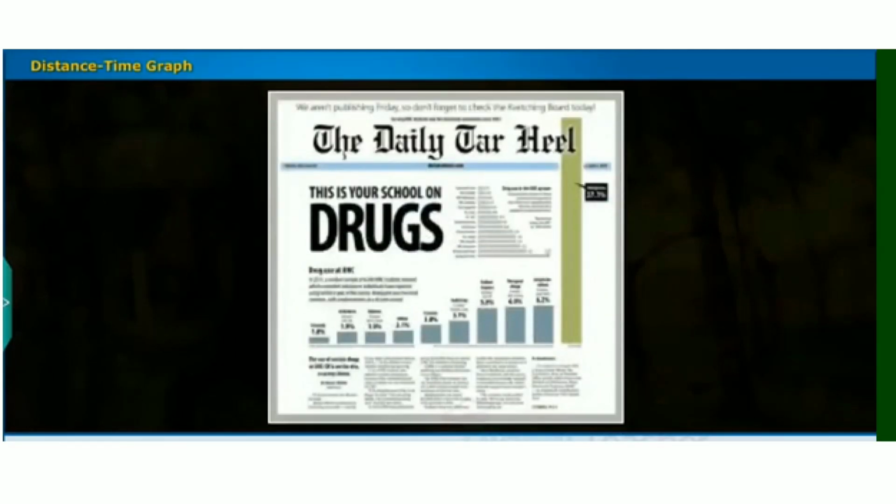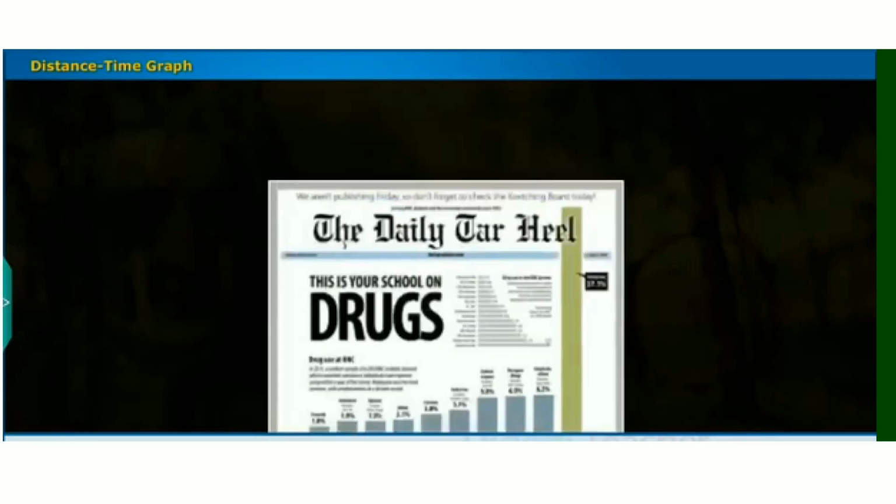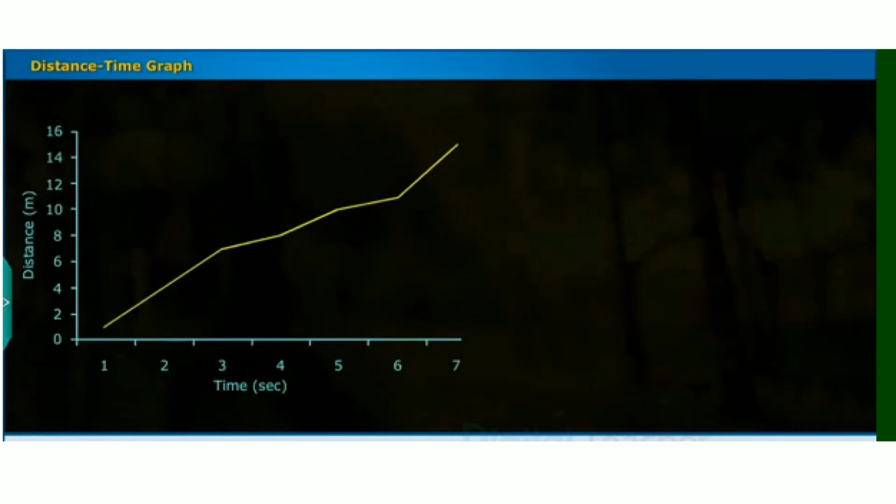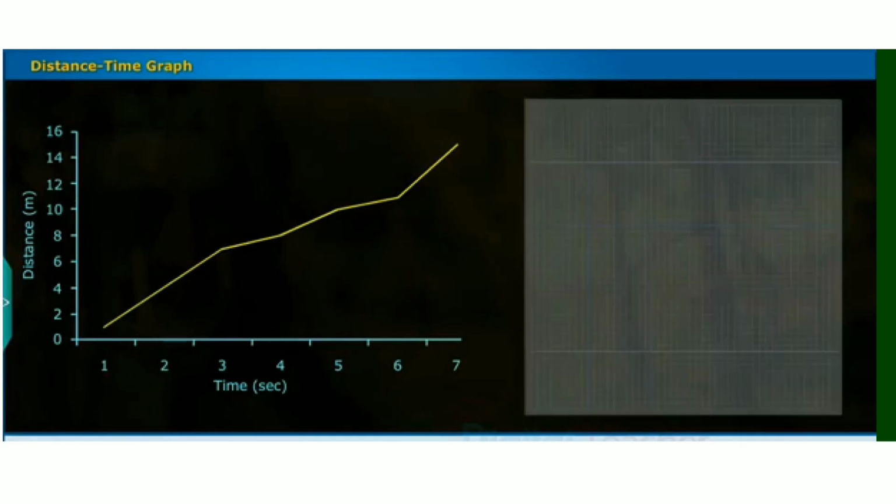Next, about the distance time graph. Generally, newspapers and magazines use different types of graphs to represent information in an interesting way. They often use bar graphs, pie charts and line graphs, which provide greater details of the information and make the information more interesting. For a body in motion, we can draw its distance time graph, which is a line graph.